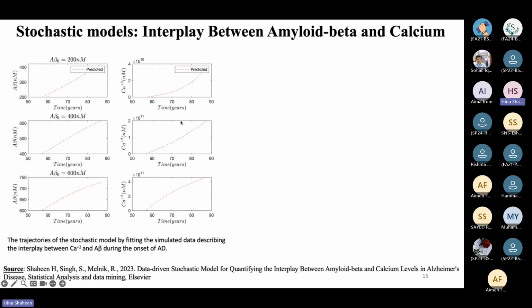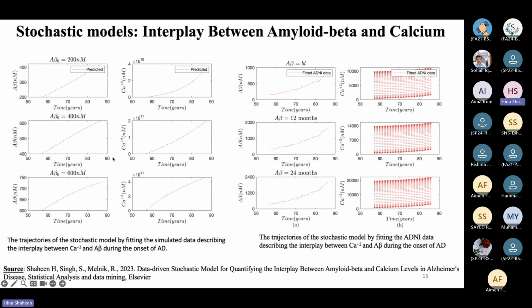Then we were also interested in the concentration between amyloid beta and calcium using the same ADNI data for 1706 patients for 3 different visits, and then we plotted the concentration for baseline, 12 months and 24 months.